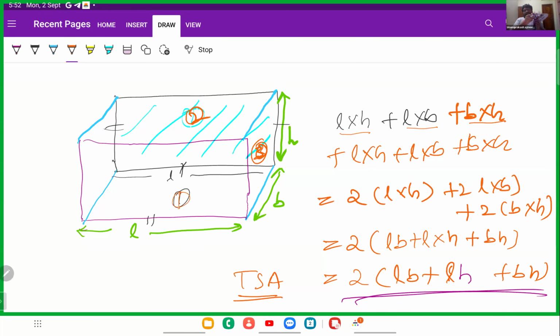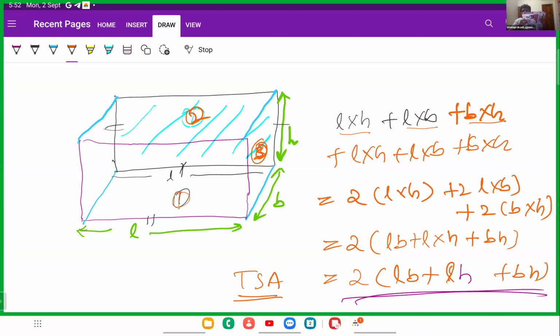This dimension I'm defining as height. So if I want to calculate the area of this side, what will be my answer? It will be breadth into height. Similarly, the area of this face would be length into breadth, right? This is breadth and this is length. Are you getting my point?